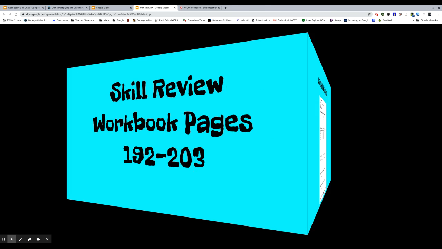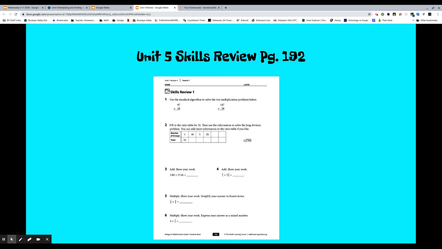So the first review that I'm going to do is the skill review number 1, and that is on workbook page 192. First one says, use the standard algorithm to solve the two multiplication problems below. So we are to use the standard algorithm to solve the two multiplication problems that are listed below. And I am going to do an example of a 3-digit times a 2-digit, because I think of the 2 that may be the more difficult one. And I am going to make it facts that are fairly easy, just so that I know that you are understanding the algorithm and it's not just that you don't know that certain fact is why you miss it.